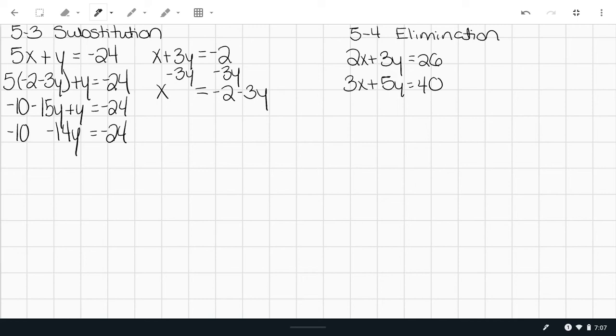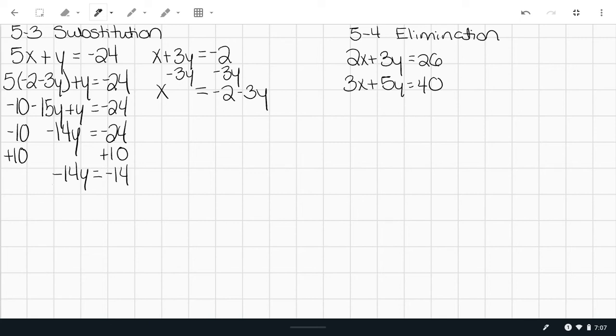Now, -10 and -24 are like terms, but they're on the opposite side. That means I need to make this -10 a 0 over here to bring it to the other side. So I would do the opposite, and I would add 10 to make it 0. What you do on one side, you must do on the other. -10 plus 10 is 0. I still have -14y. And that's going to equal -24 plus 10, which is -14.